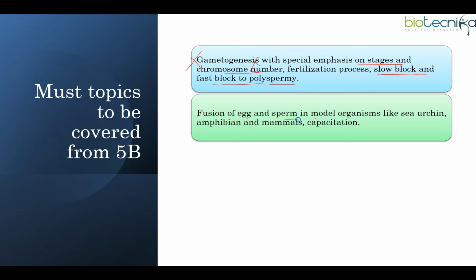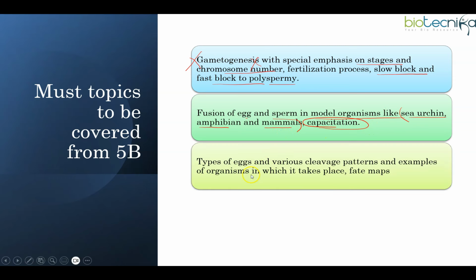The fusion of egg and sperm in model organisms like sea urchin, amphibian and mammals are asked mainly. Okay, so you will not get the fertilization part from any other model organism, so you can study only from these three. Capacitation is another concept from mammalian fertilization. Questions have come from this area as well.